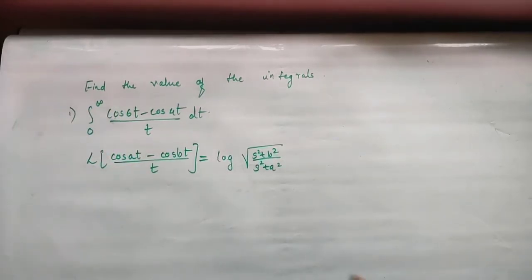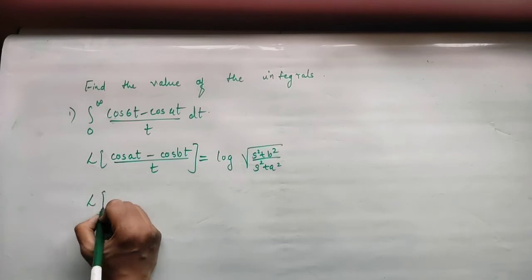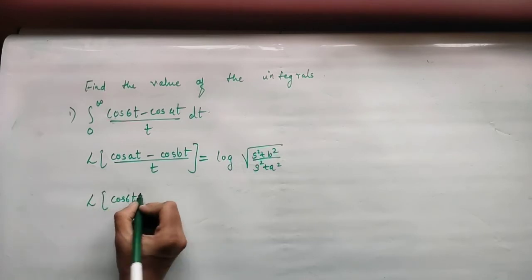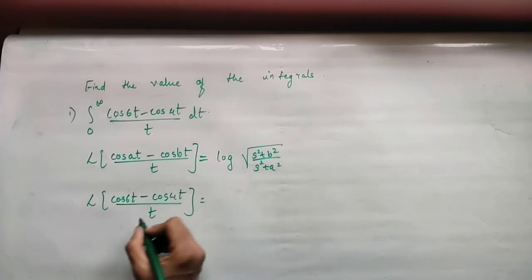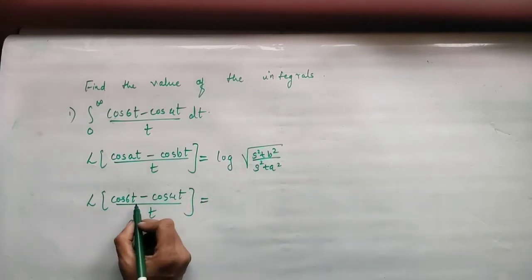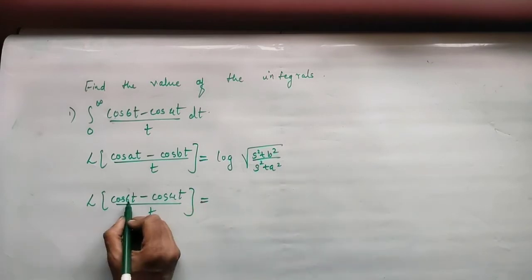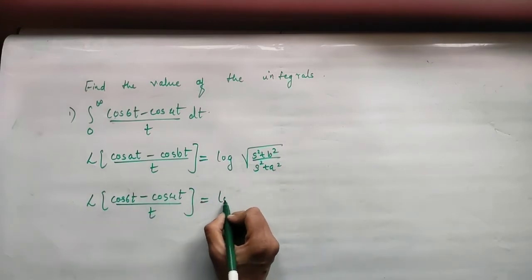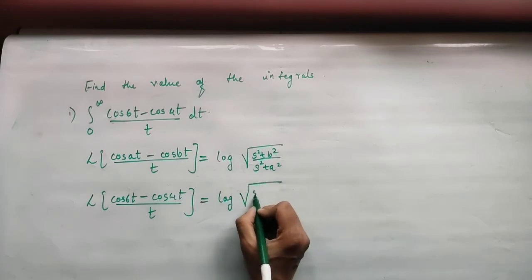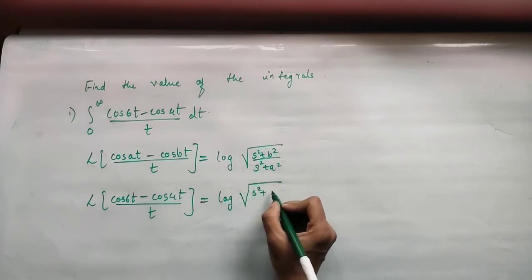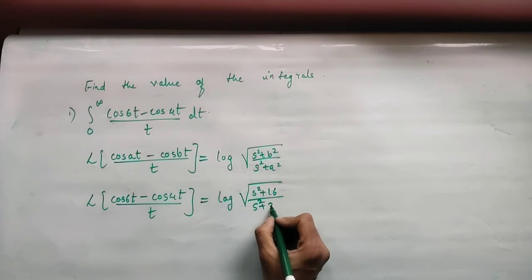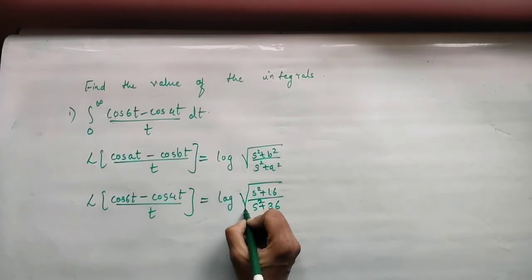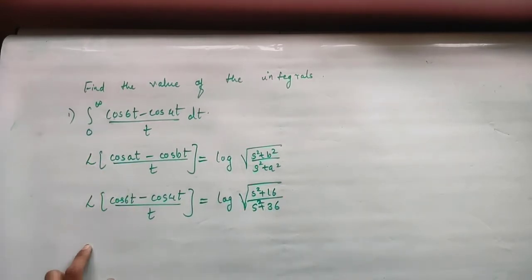See, what is the Laplace transform of (cos 6t minus cos 4t) divided by t using this formula? Here the value for a is 6, the value for b is 4. So it is log of root of (s square plus b square), where b square is 16, divided by (s square plus a square), which becomes 36. Directly you can write it by applying that formula which I have done in my previous session.